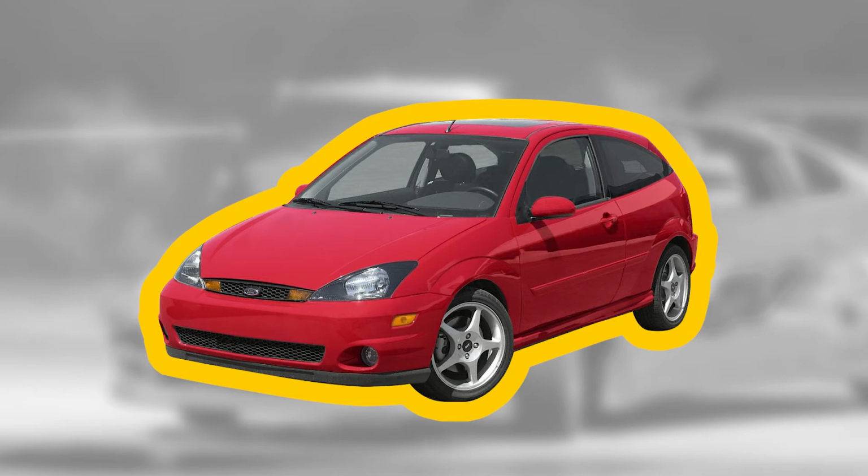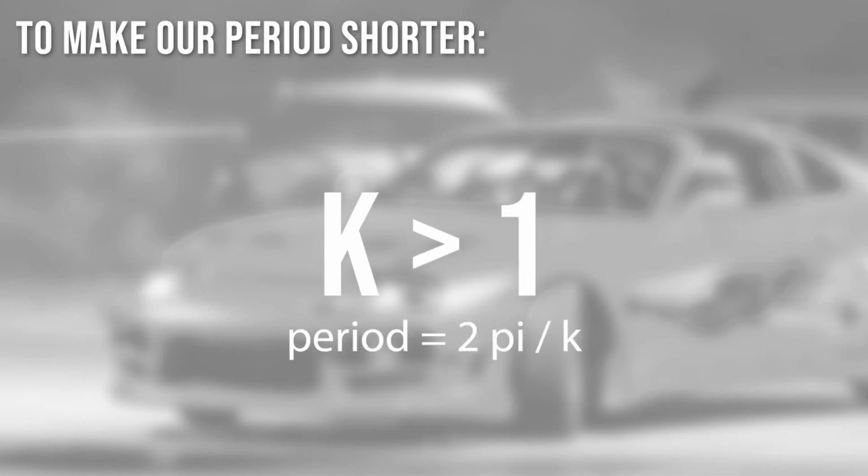more times a second. And, as our car travels slower, the period should get longer as the piston moves up and down less times per second. To make our period shorter, we want a k value that is greater than 1. This is because the period is equal to 2 pi over k. So let's graph when my k value is 2.